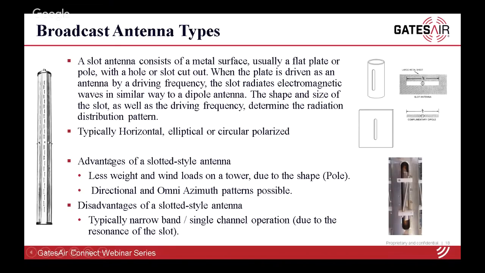So advantages to a slot antenna: less weight, less wind loads on the tower, and due to the shape, it's a pole. Directional and omni azimuth patterns are possible. Disadvantages of a slot: typically narrow band, single channel operation due to the resonant frequency of the slot. And in order to change a frequency, you'd have to really change the slot. And in most cases, you're changing the whole pole. So you replace the antenna if you have to put a different frequency into it.